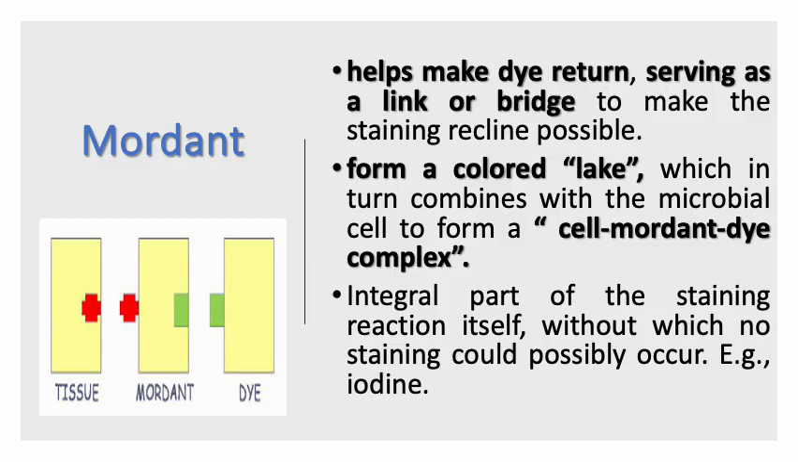So your mordant helps make dye reactions possible, serving as a link or bridge to make the staining reaction possible. It forms a colored lake, which in turn combines with the microbial cell to form a cell-mordant-dye complex. Your mordant, class, please take note, is an integral part of the staining reaction itself. Without mordant, no staining could possibly occur, because your mordant links the receptors in your tissue to the dye itself. Without the existence of mordant, you cannot attach permanently the dye to the bacterial tissue.